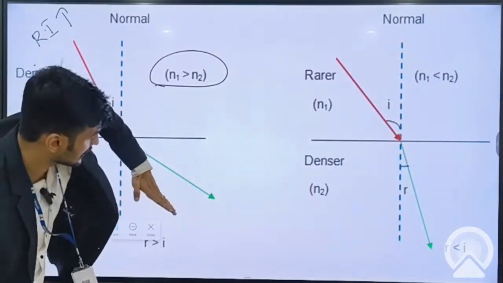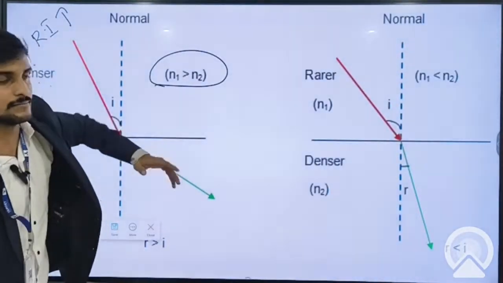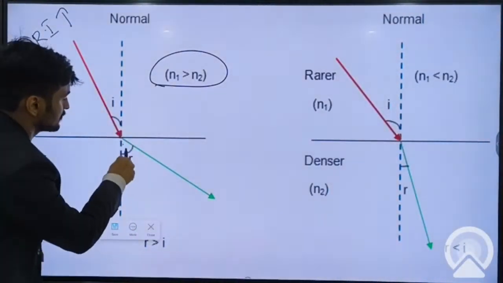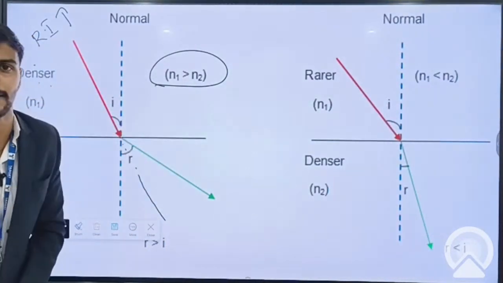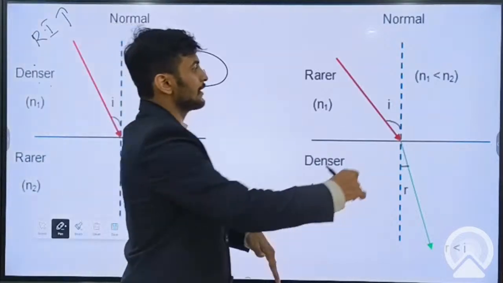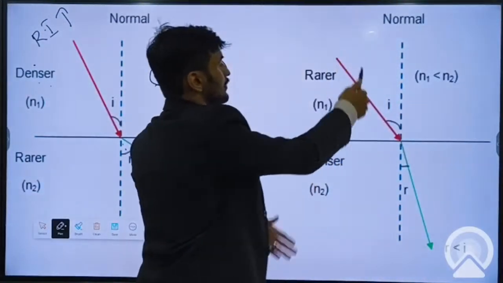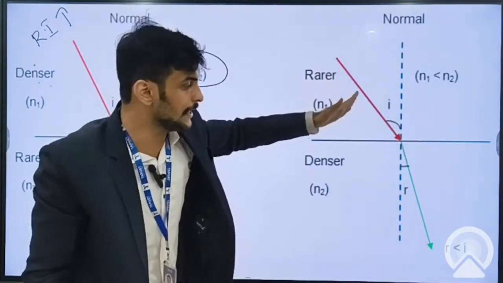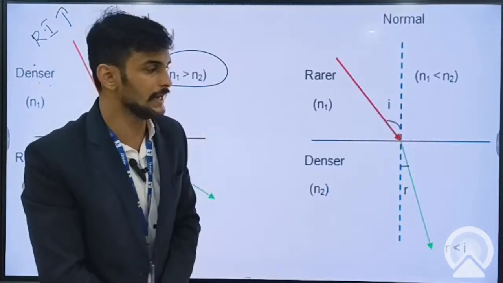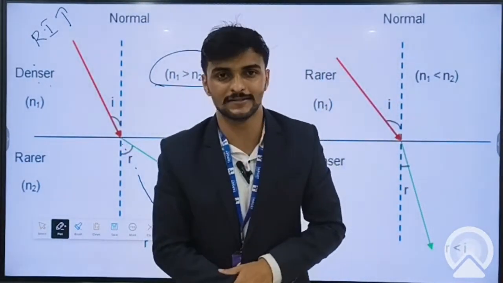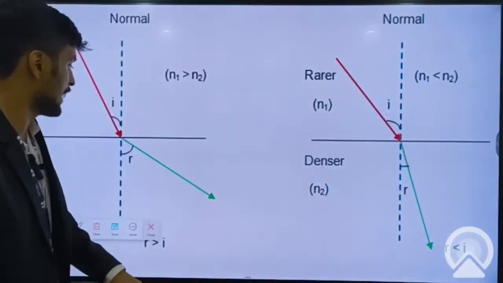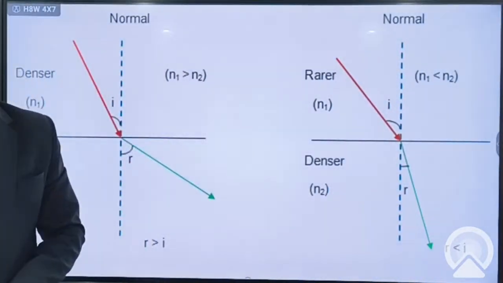So the bending is away from the normal. Clear? So the light actually must go like this, but it is bending away from the normal. Okay. So similarly, here the light is traveling from rarer medium to a denser medium. Clear? So the bending is towards the normal. This we are going to apply in case of a glass slab.